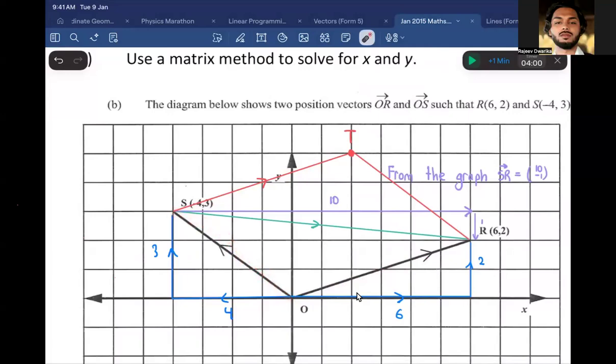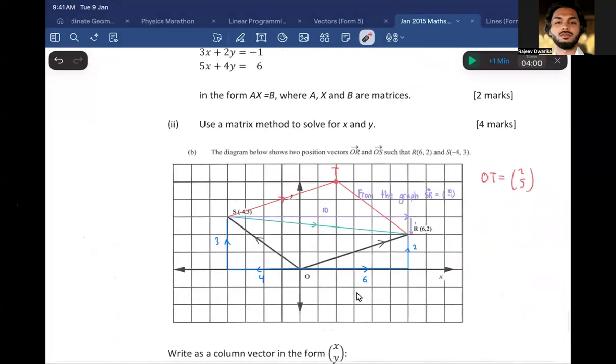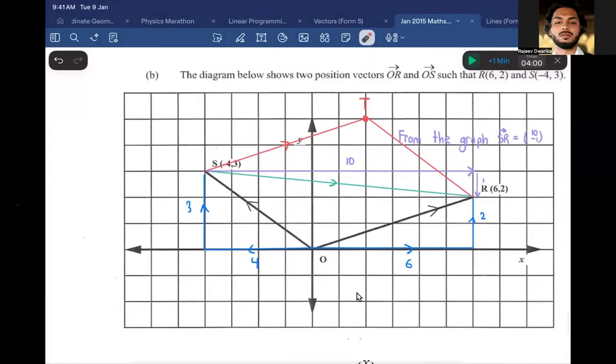In a parallelogram, the opposite sides are supposed to be equal. So it's the same logic here, Joshua. What is the opposite side to OS? RT. Yes. So we need to show that OS is equal to RT. So let's get cracking. Joshua, I want you to help me with OS and RT.